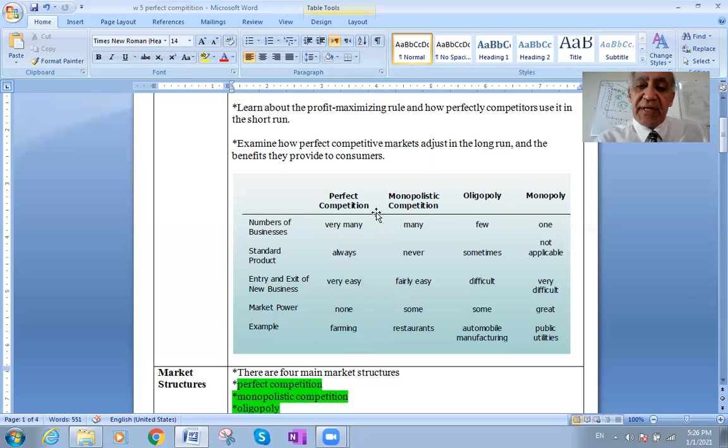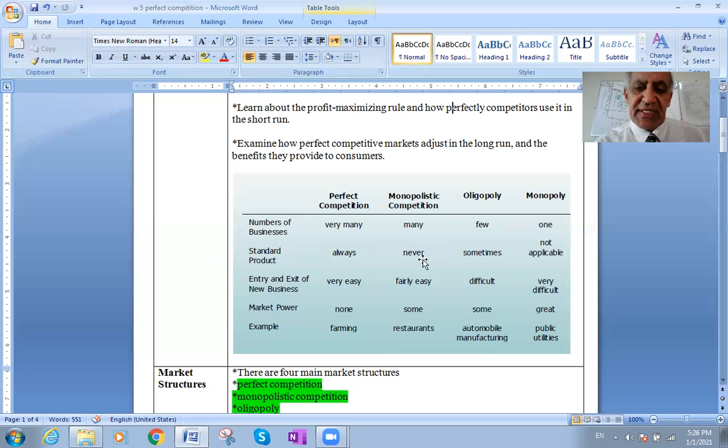The second kind is monopolistic competition. The second type of market structure is monopolistic. What about monopolistic competition? In some specifics and characteristics it is similar to perfect competition. For example, the number of businesses is many. There are many of them.